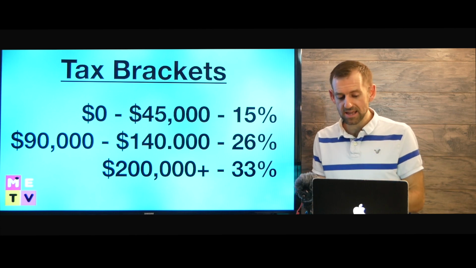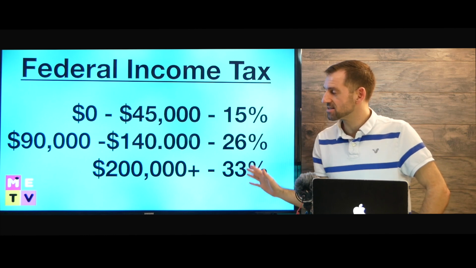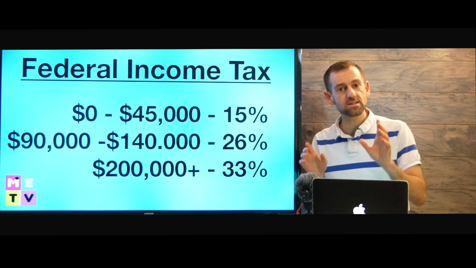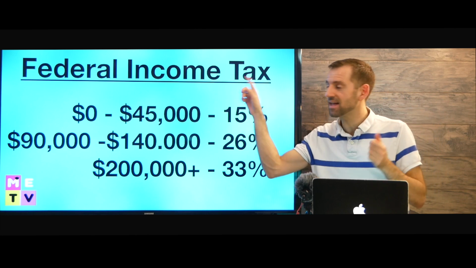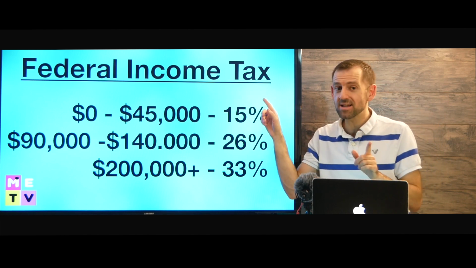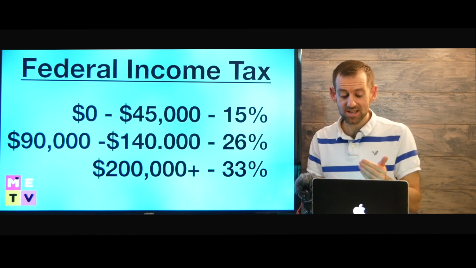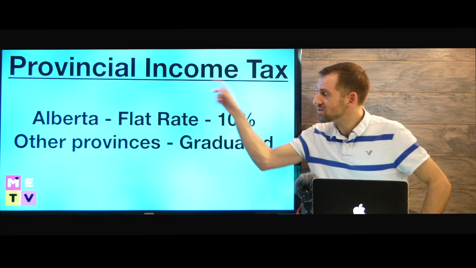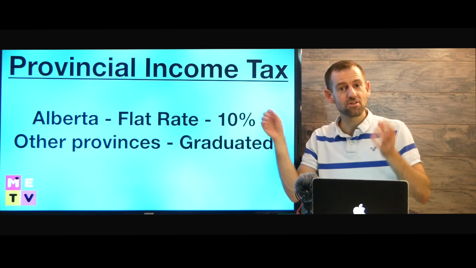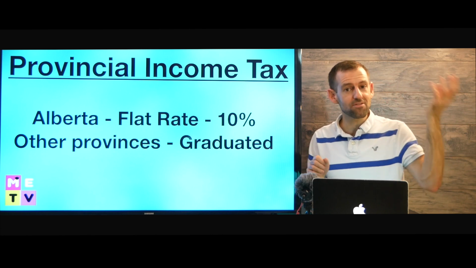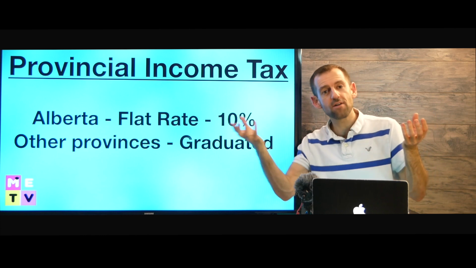So that is your federal income tax. Federal means national government, like Canada. This is your Canada income tax. But this is not where the tax ends. You still have provincial income tax. So it's the same thing. The federal income tax goes to the government of Canada. Provincial income tax goes to the province.